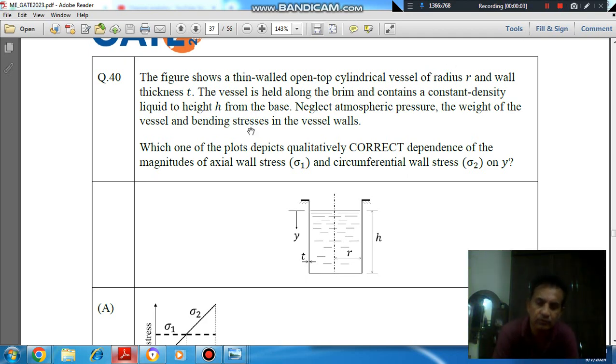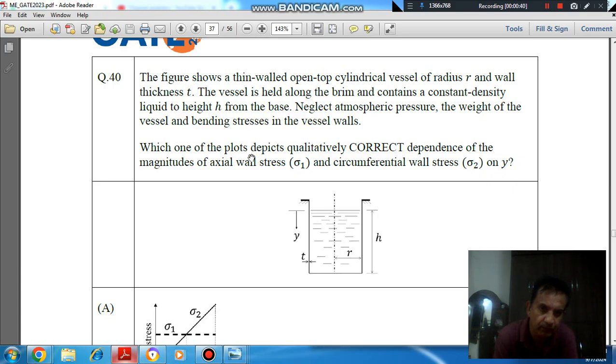Hello, welcome again. We are solving the GATE 2023 Mechanical Engineering paper. Question number 40: the figure shows a thin walled open top cylindrical vessel of radius r and wall thickness t. The vessel is held along the brim and contains a constant density liquid to a height h from the base. Neglect atmospheric pressure, the weight of the vessel and bending stresses in the vessel wall.